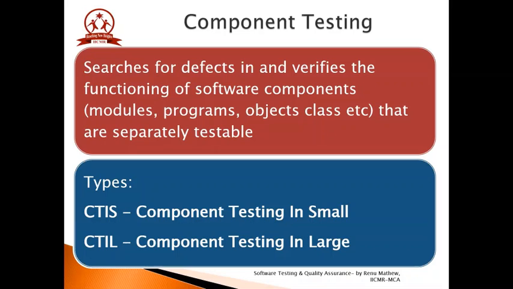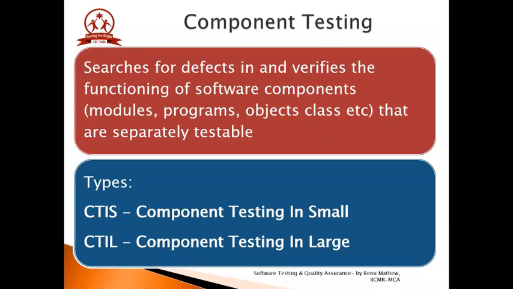that are separately testable. Based on the depth of testing levels, component testing can be categorized as component testing in small and component testing in large. If component testing is performed in isolation from other components, then it is referred to as component testing in small. Now let us consider an example. Consider a website which has 5 different web pages. Then testing each web page separately and in isolation from other components is referred to as component testing in small.